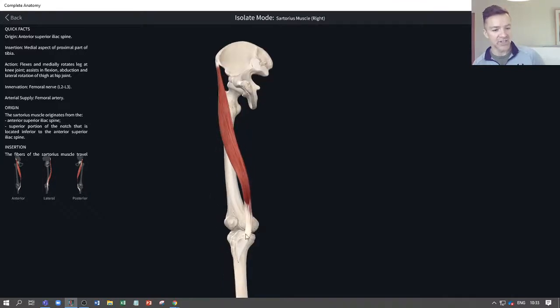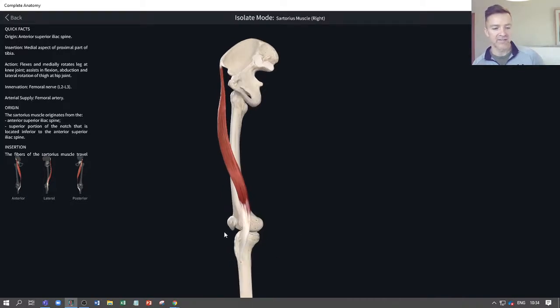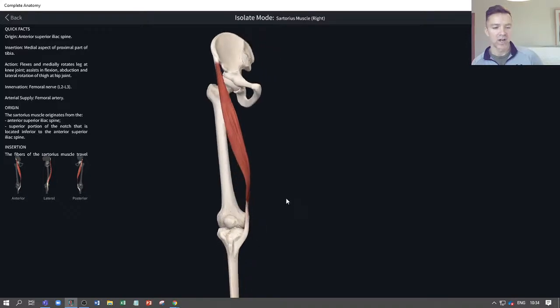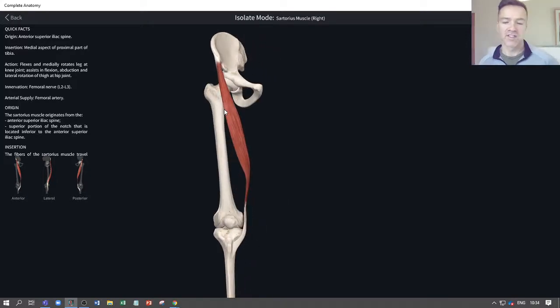Because this crosses the knee joint, it is also involved in movement at the knee joint. So this flexes the knee joint, the sartorius. So flexion of the knee joint is when you decrease the angle of the joint at the knee. So bringing your tibia up behind here. That is another one of the functions of the sartorius muscle there.